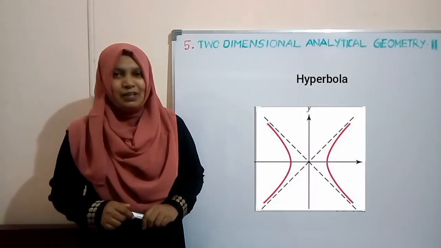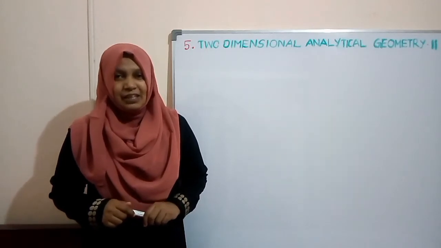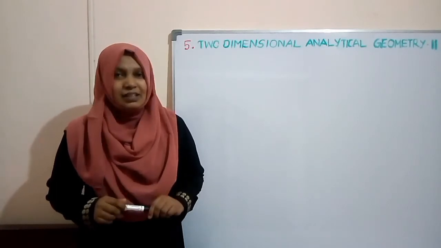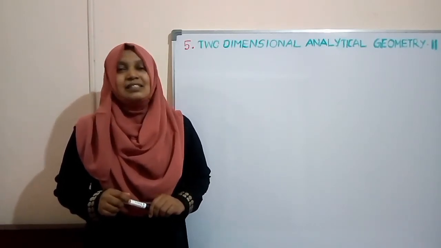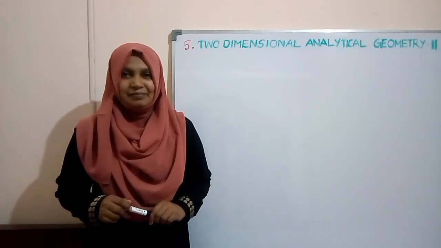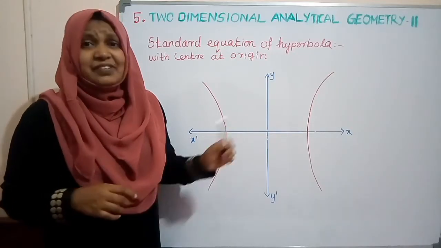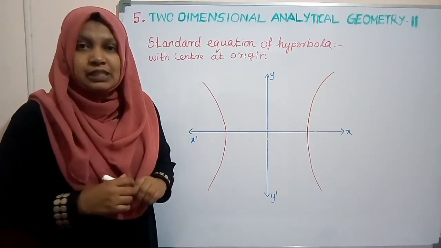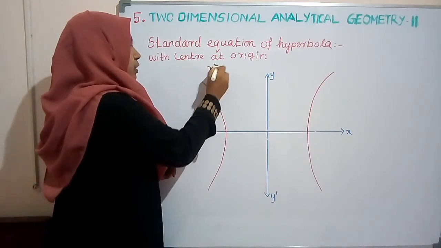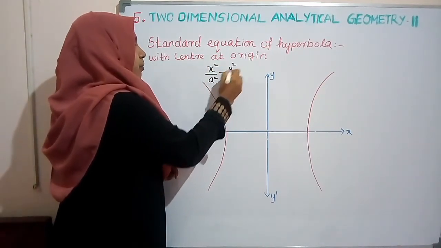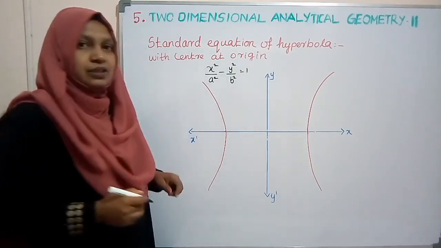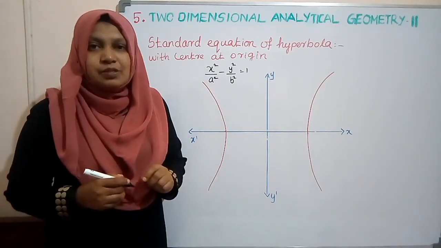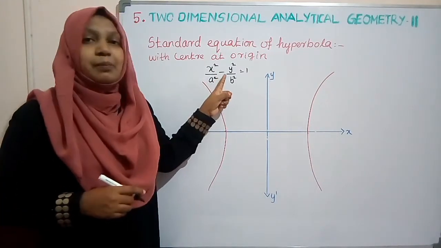It is hyperbola. We are going to learn today the standard form of hyperbola with the center at origin and also the center at some other point h, k. Yes, let's see that. Here we have the curve hyperbola. The equation of this hyperbola is x square by a square minus y square by b square is equal to 1. We learnt the equation of ellipse as x square by a square plus y square by b square is equal to 1. But here we have a minus sign.